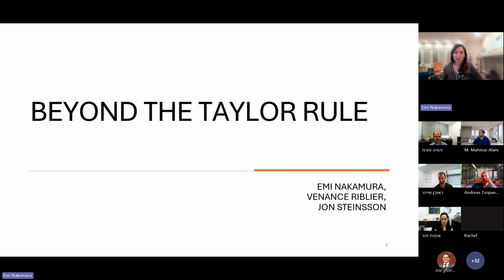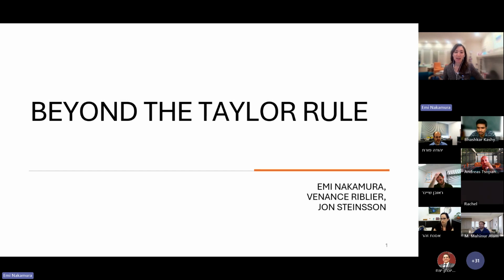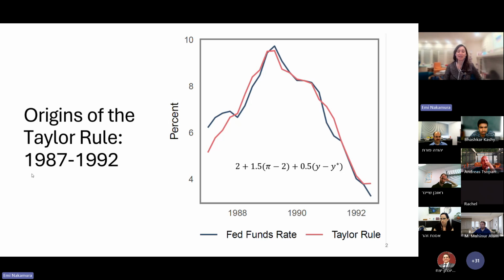First of all, the extent to which the Taylor Rule is descriptive. So how well does it describe what central banks actually do in the modern world? And second of all, the extent to which the rule is prescriptive. In other words, how well does it describe what central banks should do in the modern world? So now let me get into the details.